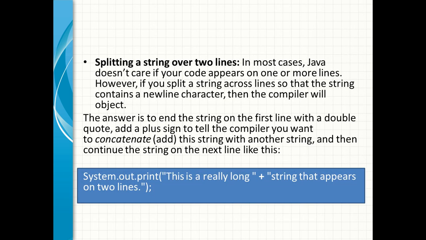Splitting a string over two lines. In most cases, Java doesn't care if your code appears on one or more lines. However, if you split a string across lines so that the string contains a new line character, then the compiler will object. The answer is to end the string on the first line with the double quote. Add a plus sign to tell the compiler you want to concatenate this string with another string, and then continue the string on the next line like this.